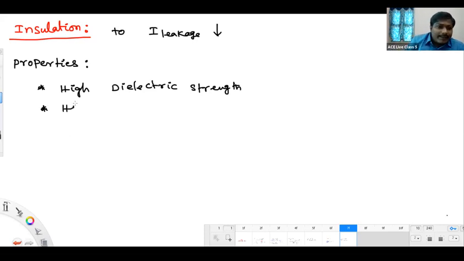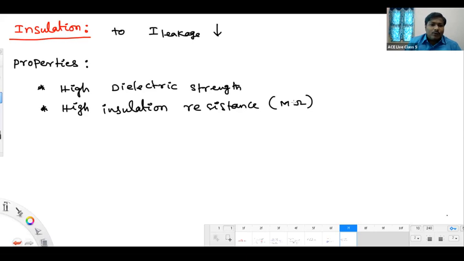Okay. So high insulation resistance or resistivity is a better term, even compared to high insulation. Anyhow, I'll write resistance. High insulation resistance. Generally, this resistance will be in the order of megaohms. Okay, next thing. Actually, these two are necessary properties. If these two are there, then only we are going to call it an insulator.